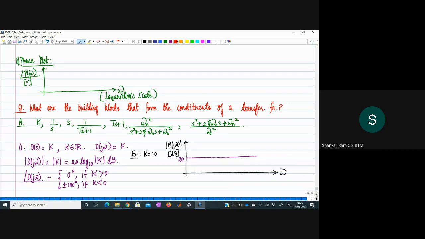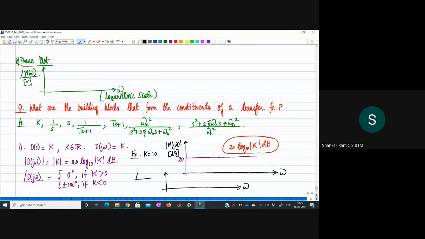In general, it will be 20 log to the base 10 of the magnitude of k. This is in general. I just took a very particular example, where k was 10, and so we got the magnitude value as 20 decibels.